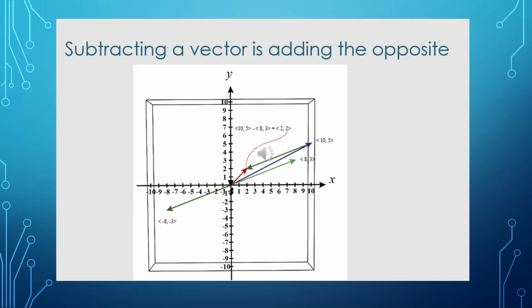So you're still stacking vectors at the terminal point. If you're subtracting, it means you've reversed the direction of the one you were subtracting by 180 degrees. And the arithmetic is what you would think it would be. 10 minus 8 is 2, 5 minus 3 is 2.